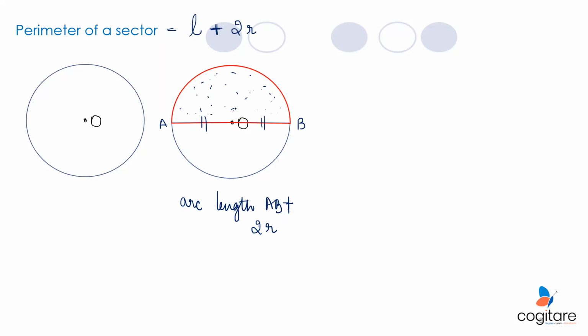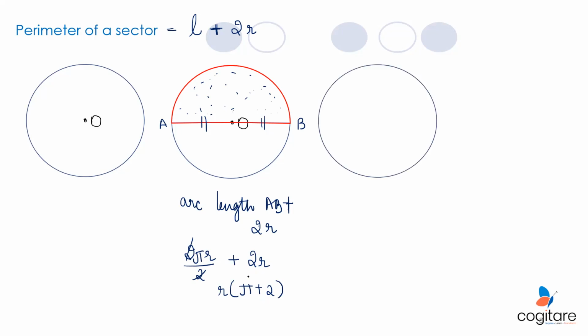Now, what happens in the case of this sector, which is formed by the semicircle? You already know the arc length is 2 pi r by 2, because you're splitting it into half, pi r plus 2r, correct? So r is common, you get pi plus 2. You don't have to remember this formula, it's very intuitive. So you just have to remember to add the diameter or 2 times the radii.